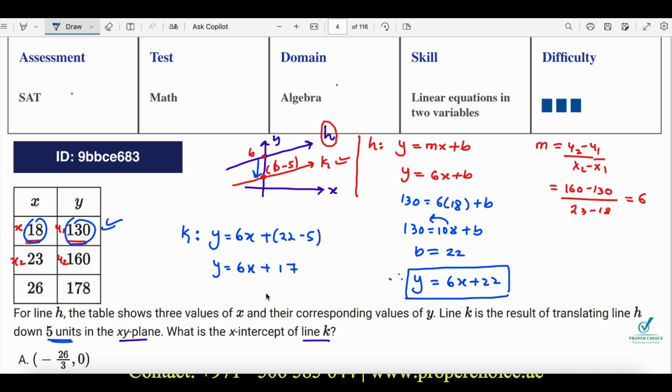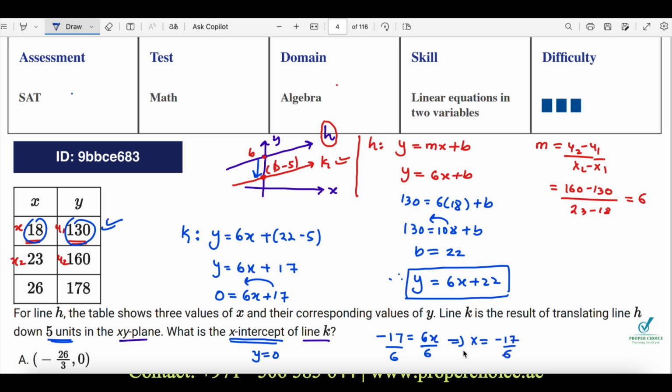This is the equation of line K, and for this equation they are asking you to find the x-intercept. We know whenever we are asked to find the x-intercept, you have to substitute the value of y to be 0, meaning set this equation equal to 0 and solve for x. That is 0 equal to 6x plus 17. Take this 17 to the other side, then it becomes negative 17 equal to 6x. Now divide by 6 on either side.